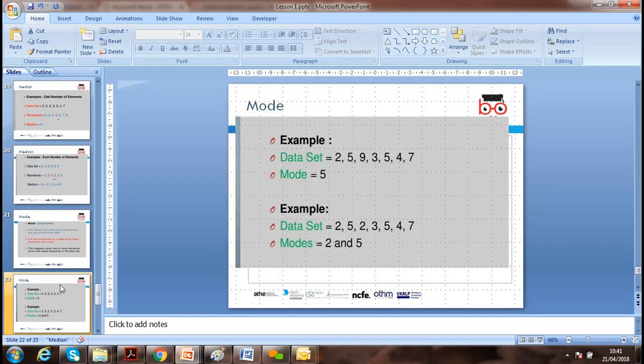So mode: 2, 5, 9, 3, 5, 4, 7. Which one is the mode now? Which number occurs the most? Yes, the number 5 is the most, so we are using number 5 in this case.